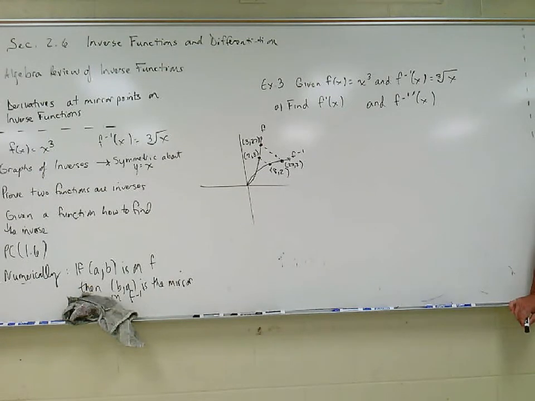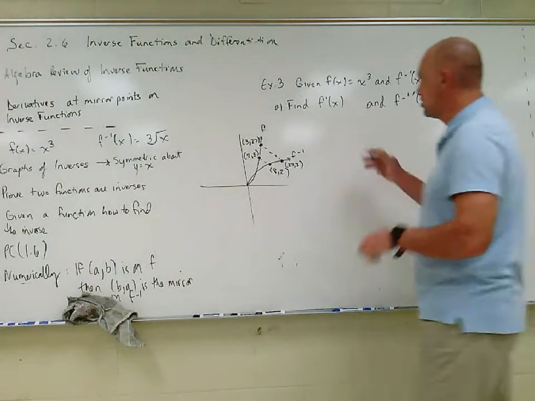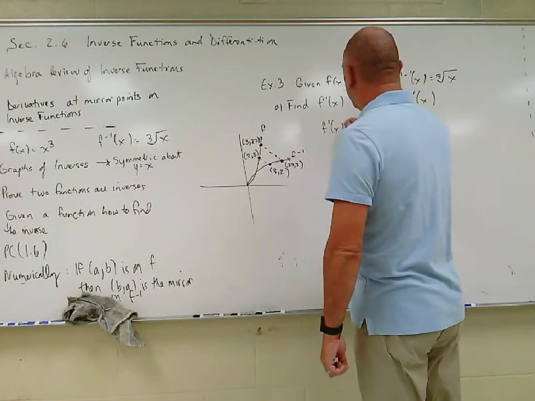All right, so let's find each derivative. What's the derivative of f? What did you get? We'll go with Bruce here. 3x squared. So let's just save it. We got f prime of x is 3x squared.